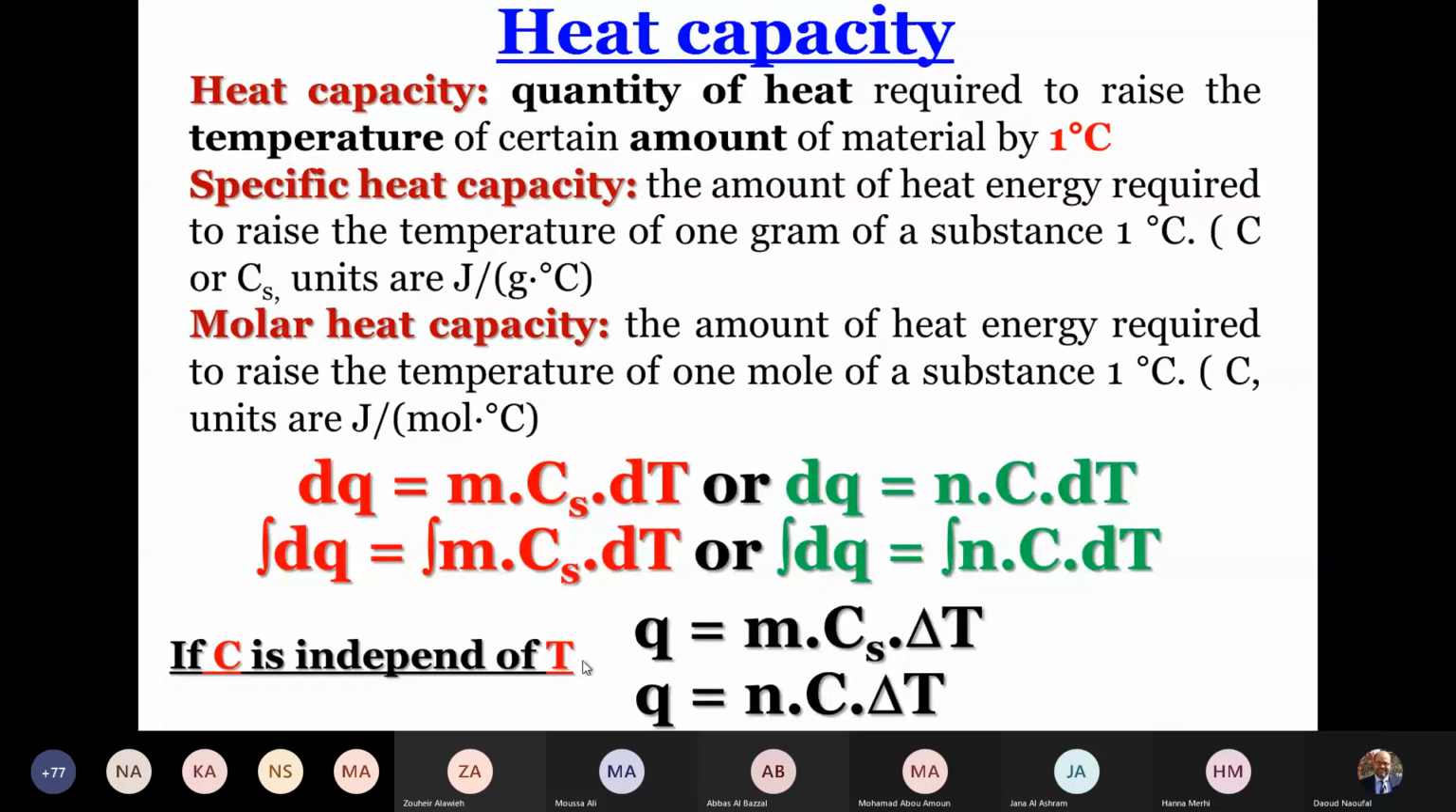Pay attention. If C depends on the temperature, you have to solve the integral of C dT. Delta T is equal to T final minus T initial, and the temperature is described in degrees Celsius or Kelvin. So delta T in degrees or in Kelvin is the same, because if you transform T in degrees to Kelvin, you add 273 and you remove 273, so delta T is the same. Delta T in Kelvin or degrees is the same value.